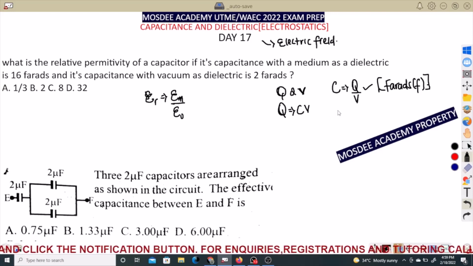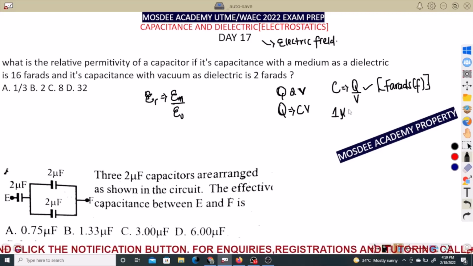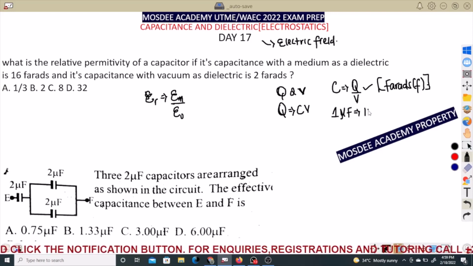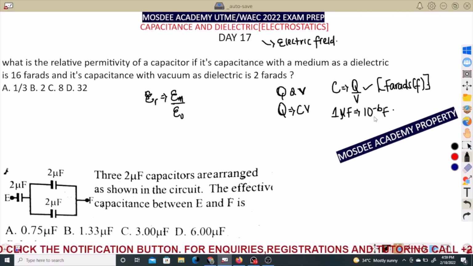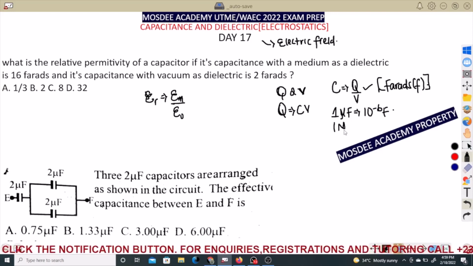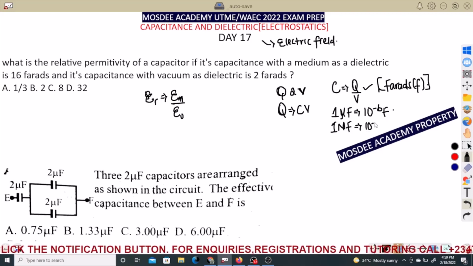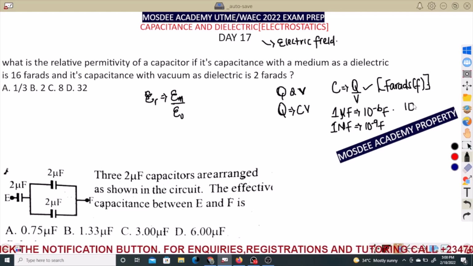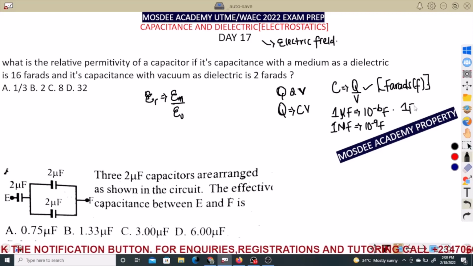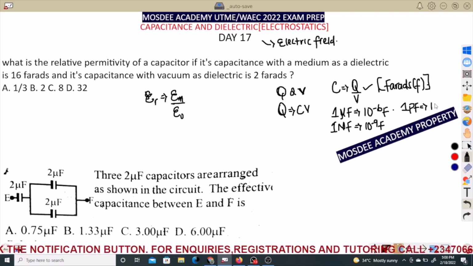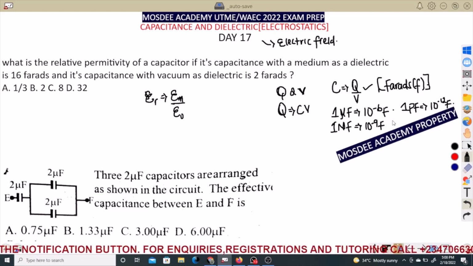Remember the conversions: 1 microfarad is the same thing as 10 raised to the power negative 6 farad. 1 nanofarad is 10 raised to the power negative 9 farad. And the last one we talked about yesterday is pico: 1 picofarad is equal to 10 raised to the power negative 12 farad. So conversions are always going to be needed when you are doing this.